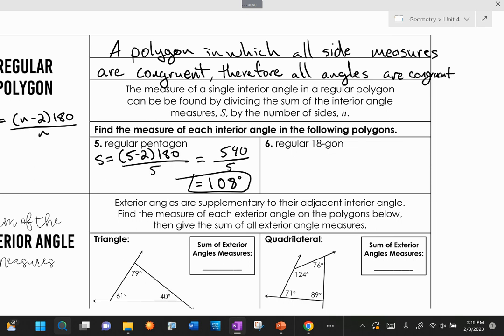Okay. Number 6. A regular 18-gon. Try and set that one up yourself.